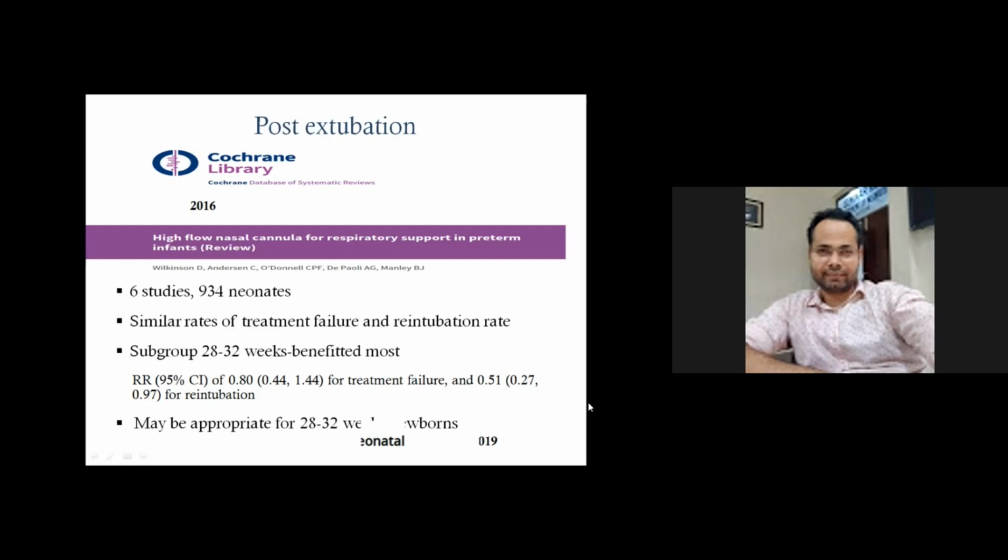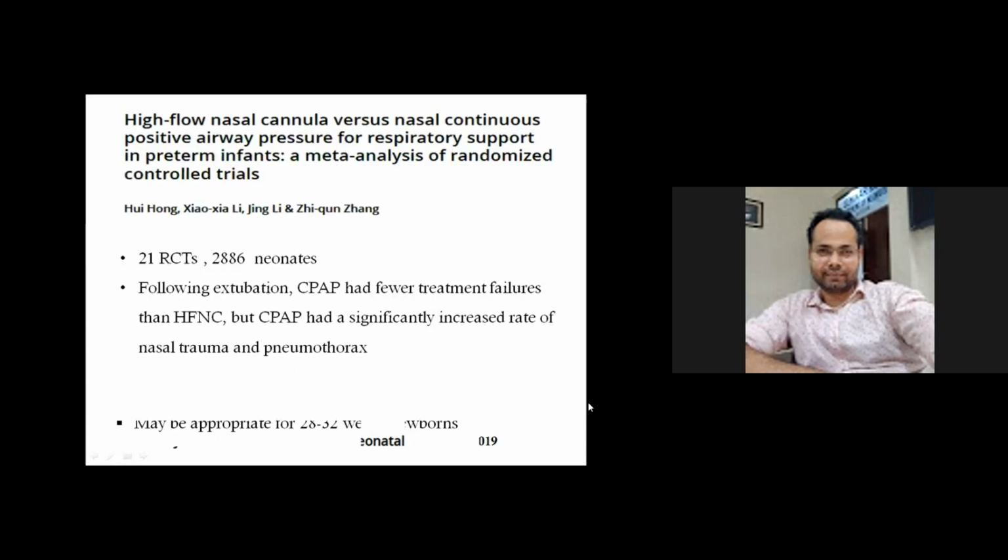But then we have another meta-analysis. This was in 2019, high flow nasal cannula versus nasal continuous positive airway pressure for respiratory support in preterm infants. It involved 21 RCTs and a total of 2,886 infants. They found that following extubation, CPAP had fewer treatment failures compared to the HFNC. But then again, we know that CPAP had significantly increased rates of nasal trauma and pneumothorax.